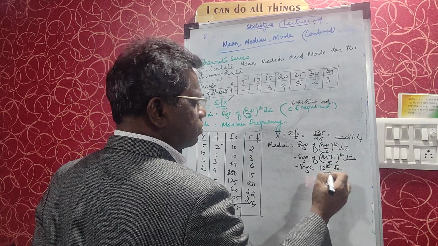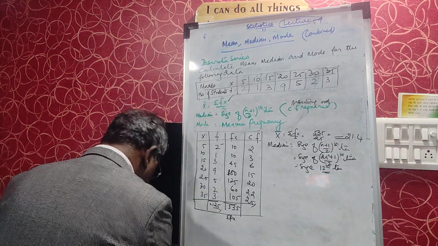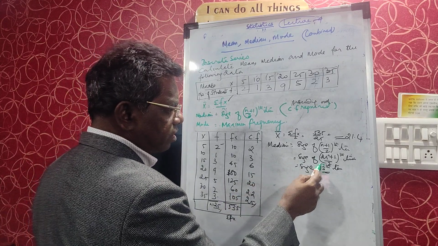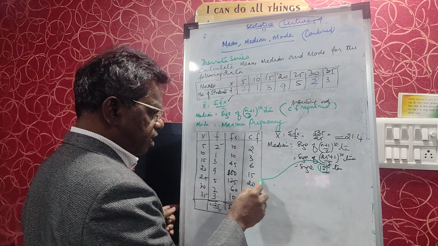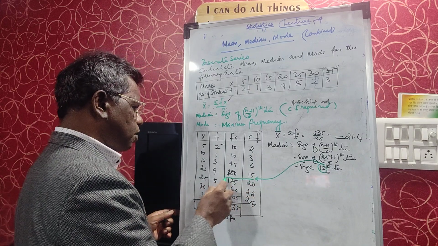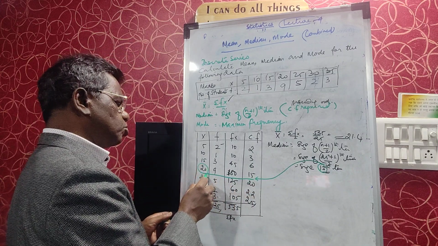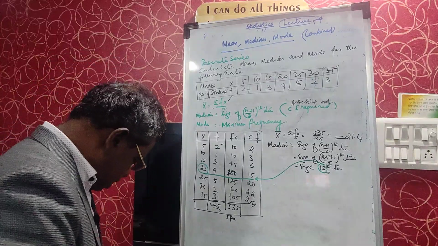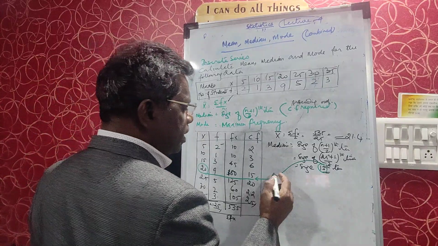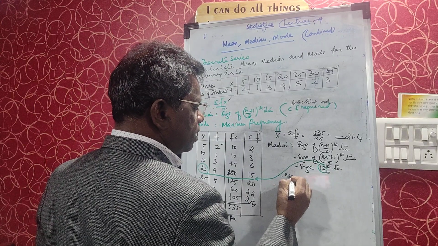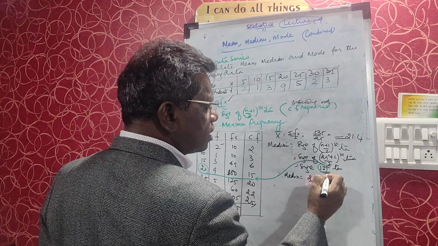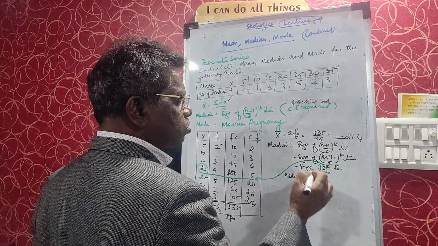So the 13th item, where is the 13th item? You have to see it in the cumulative frequency. The 13th item is here in 15, and the corresponding value is 20. So that we have done already. Therefore median is equal to 20. Median is not 13, the 13th item; median is 20.